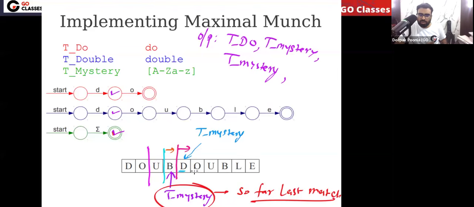Now you will go long, so you will read this O. All three NFAs will read O. The first NFA will go to the final state. The second NFA will go here. The second NFA is in the race, but it is not in the final state.